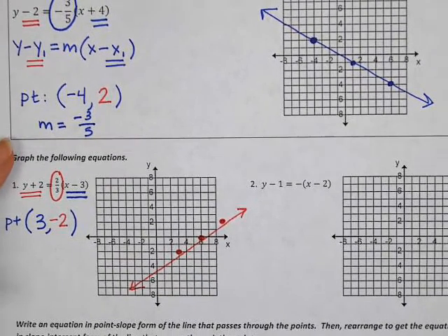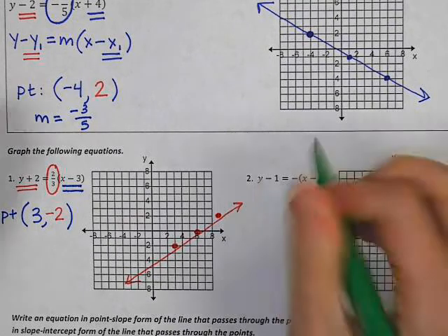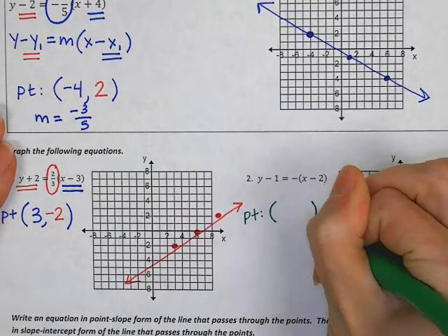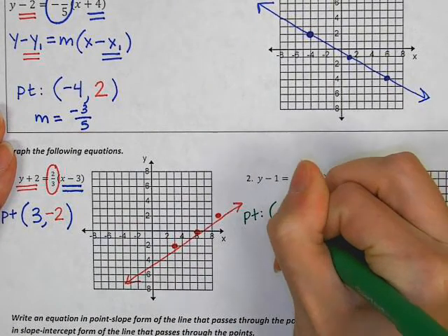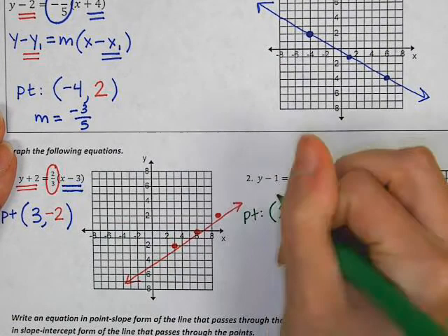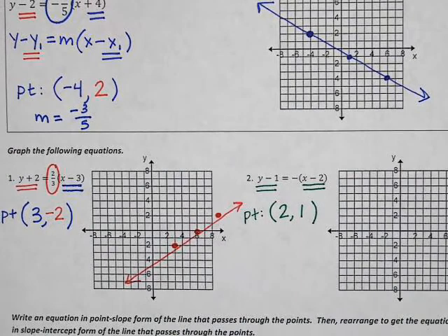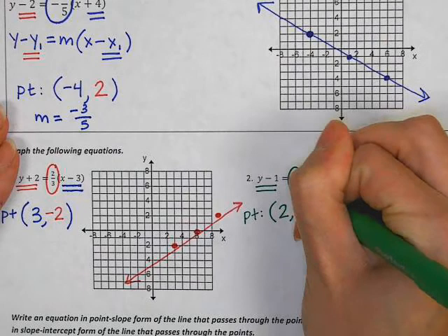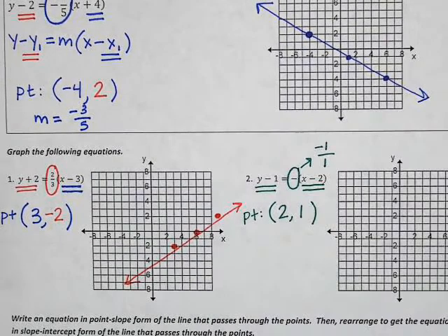All right, number 2. And again, if you ever want to stop, pause me and try it yourself and then check, that is a great idea. So same thing for this one. The point is the opposite x, opposite y. So if this says x minus 2, it's really positive 2. And if this says y minus 1, it's really positive 1. So the point is 2 comma 1. And the slope is right here. And it's really like a negative 1. So I'm going to write negative 1 over 1.